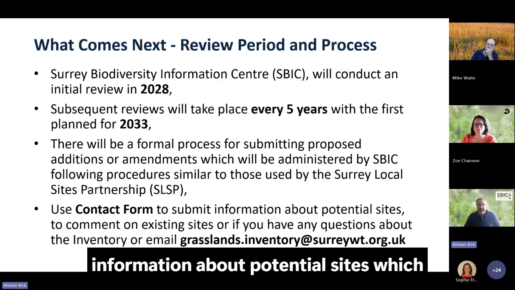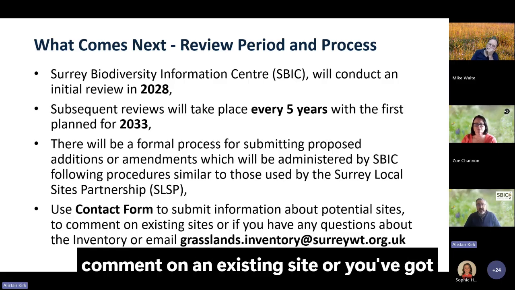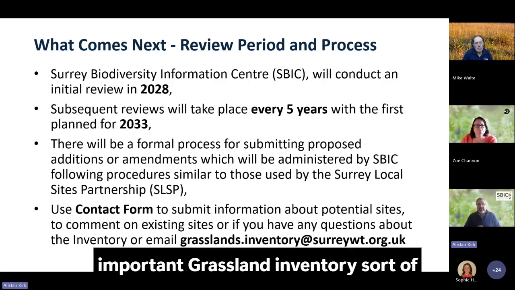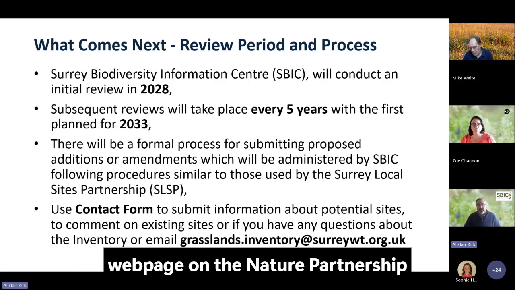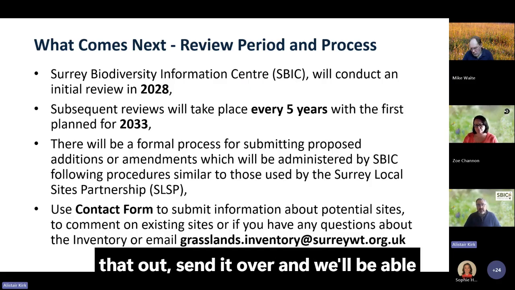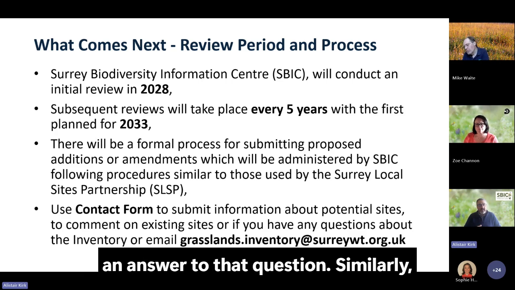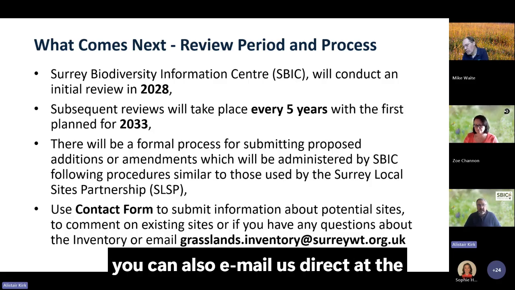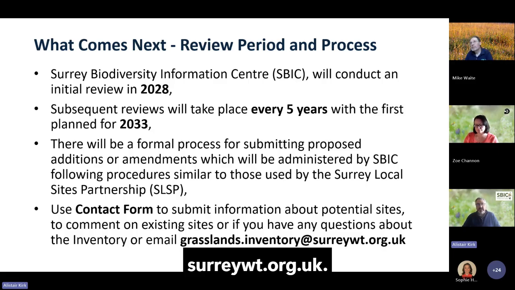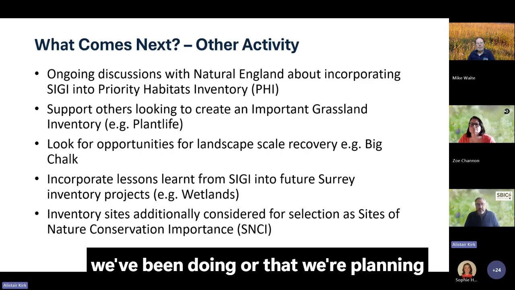If you have any information about potential sites which might have been missed, or you want to comment on an existing site, or you've got any questions about the inventory, on the Important Grassland Inventory web page on the Nature Partnership website, you'll find a contact form. Fill that out, send it over, and we'll be able to get back to you, hopefully with an answer to that question. Similarly, you can also email us direct at the email address shown on the screen, grasslands.inventory@surreywt.org.uk.